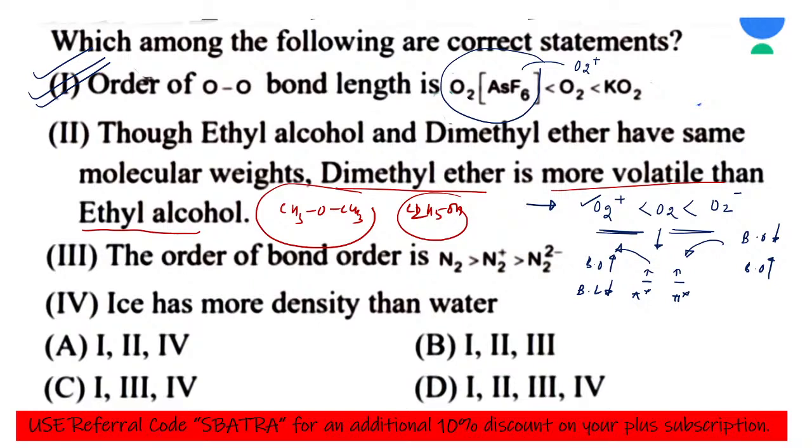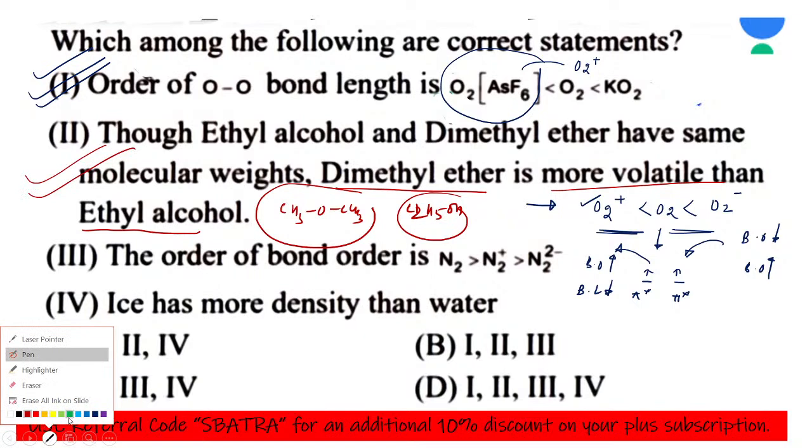Yes. So basically we have a significant amount of electronegativity difference. So we can have hydrogen bonding in the case of ethyl alcohol. Due to hydrogen bonding, this is less volatile than dimethyl ether, irrespective of having the same molecular weights. So option B is also correct. Option B is definitely correct.